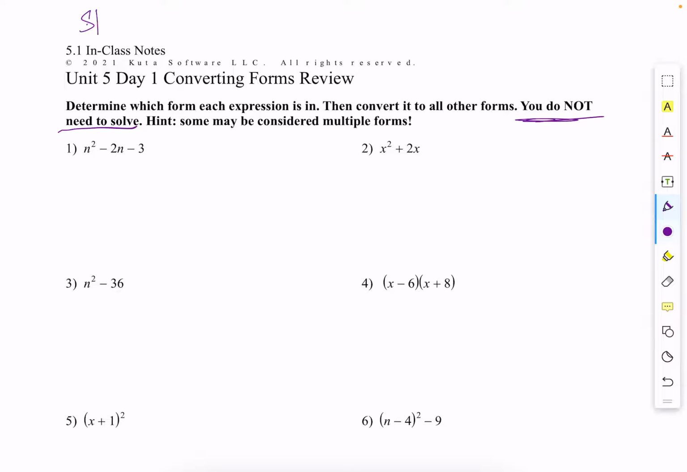There's standard, there's factored, and there's vertex. Okay, so it says to determine which form each expression is in, then convert it to all other forms. Some may be considered multiple forms. We'll talk about that one when we get to one.